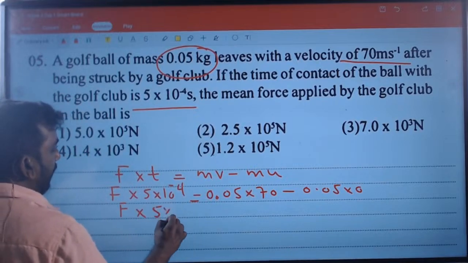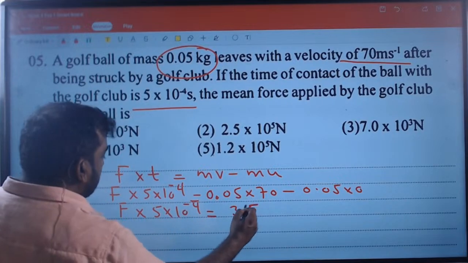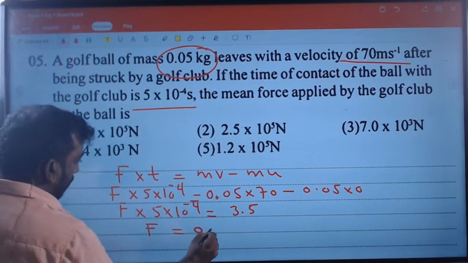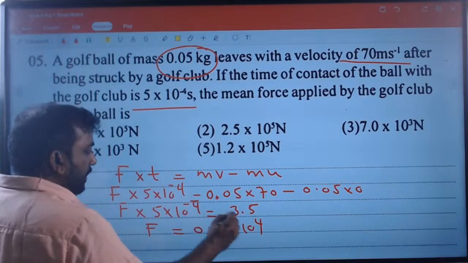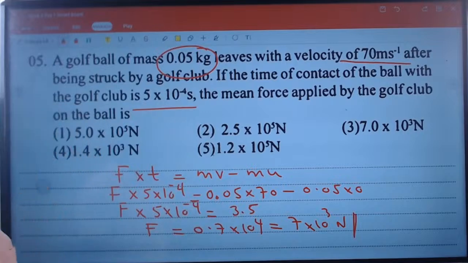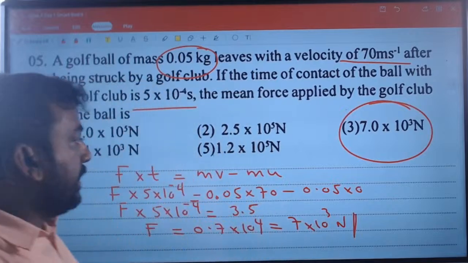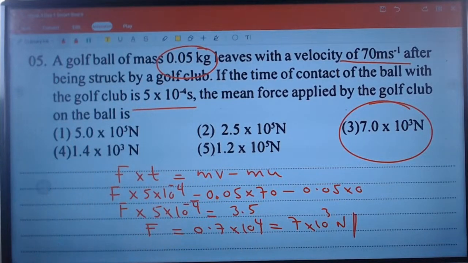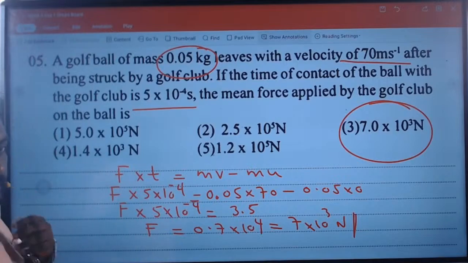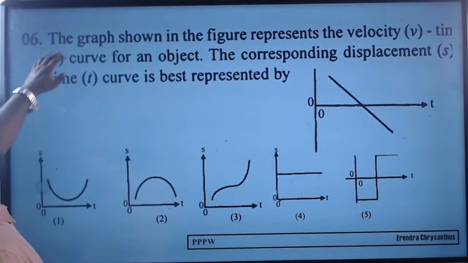Simplify this. 5 into 10 to the power minus 4. Simplify this: 3.5 divided by that, F is equal to 0.7 into 10 to the power 4. Jump a decimal: 7 into 10 to the power 3 newtons. Here you go, answer number 3. Right. Okay. Moving on.